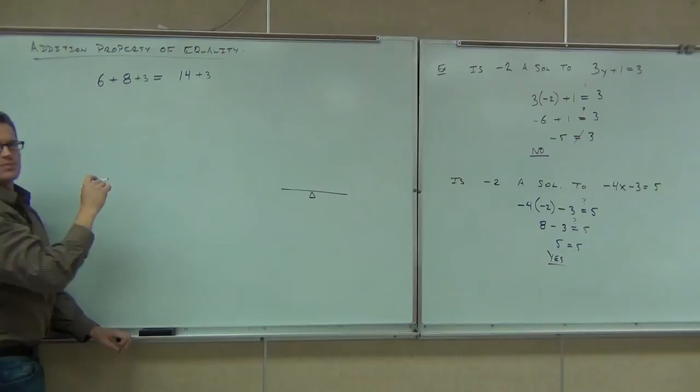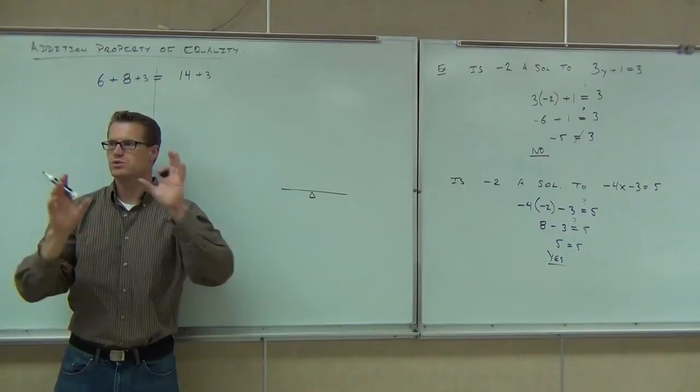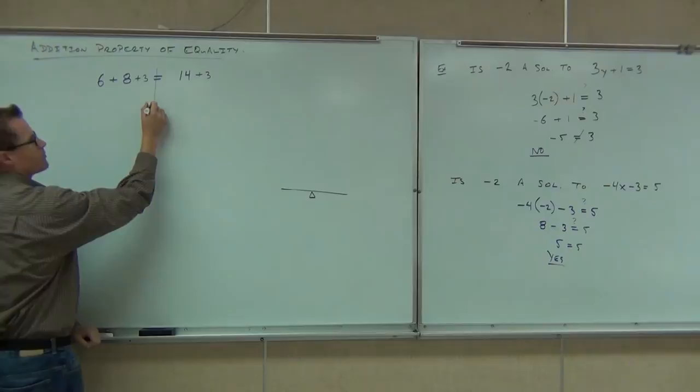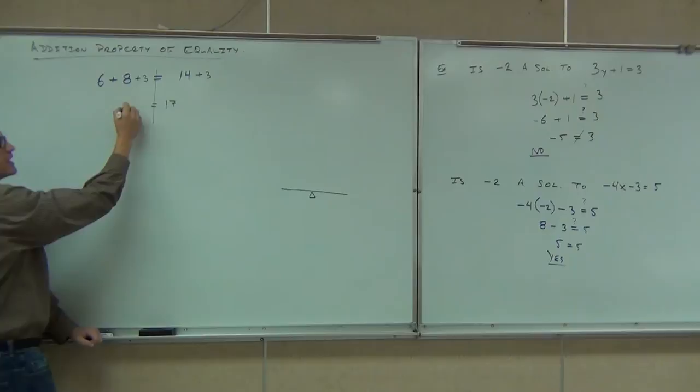This, by the way, is like your teeter-totter center. This is your balance point. What you do to one side, you have to do to the other side. If you do it twice over here, that would be a bad thing. So what we do on the left, we also do on the right-hand side of our equation. Let's see what this works out to. How much is the right-hand side? 17. How much is the left-hand side? 17. It's still the same thing, and that should make sense.